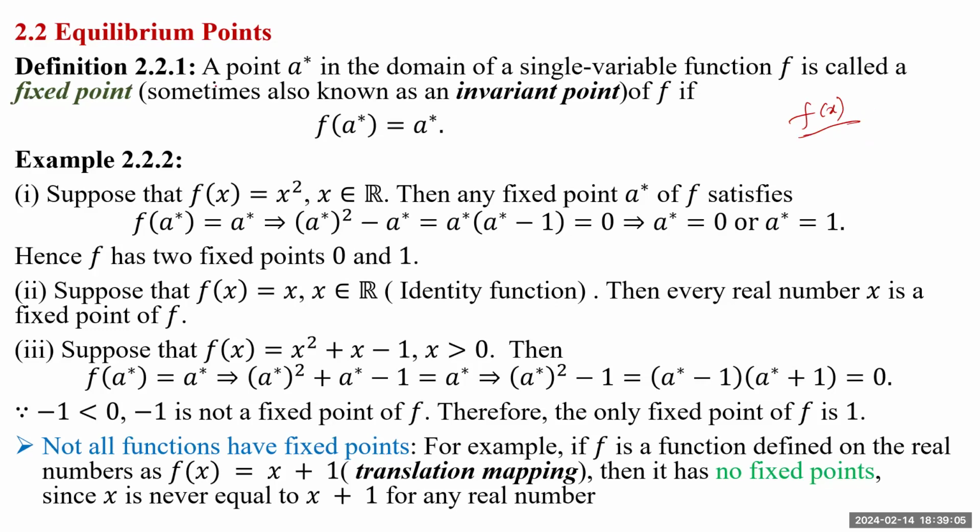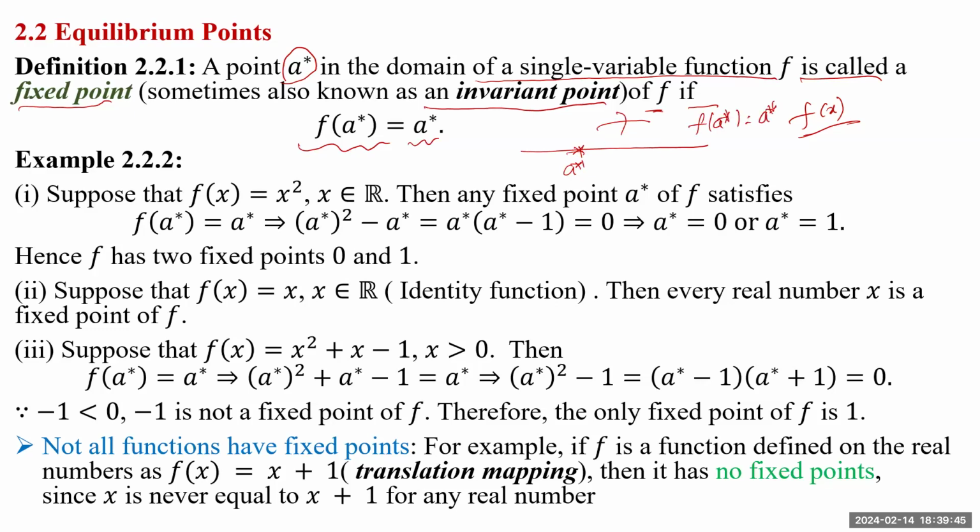See the formal definition. A point a star in the domain of the single variable function f is called a fixed point, also known as an invariant point of the function f, if the condition is f of a star equals a star. So what is the action on the point a star? f acts on the point a star, and the output is also a star.